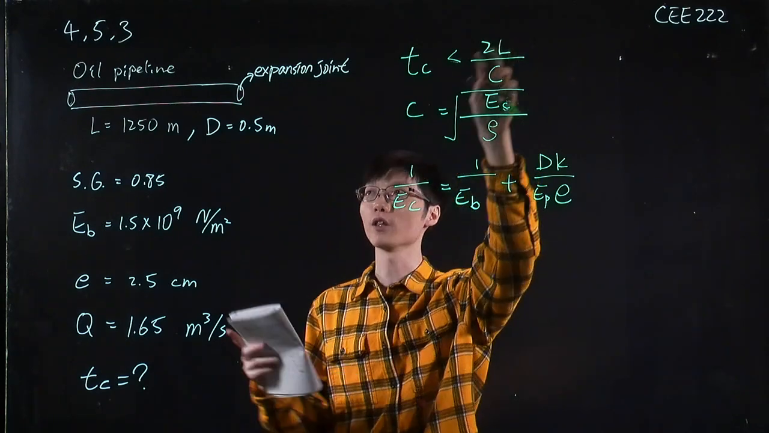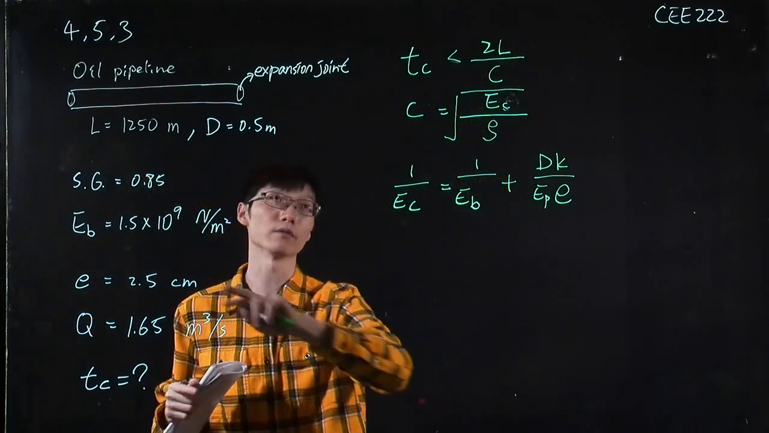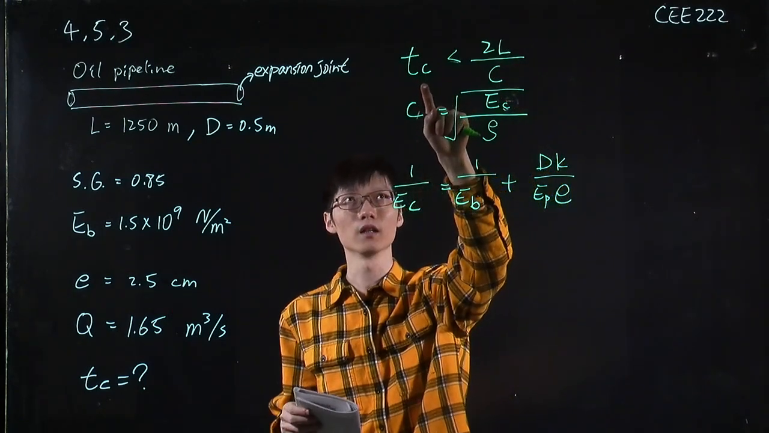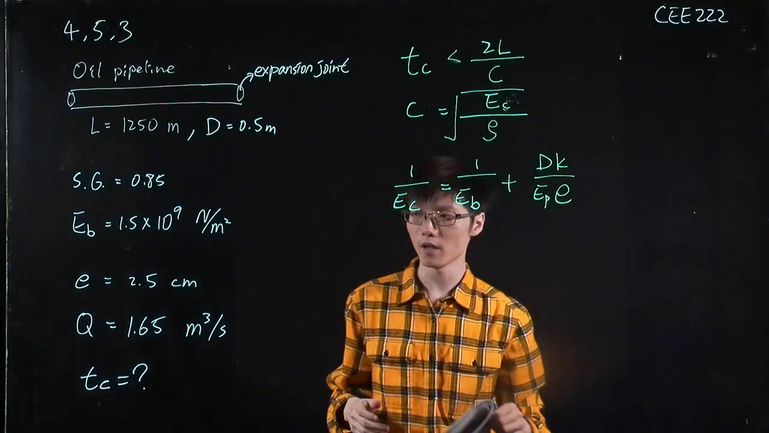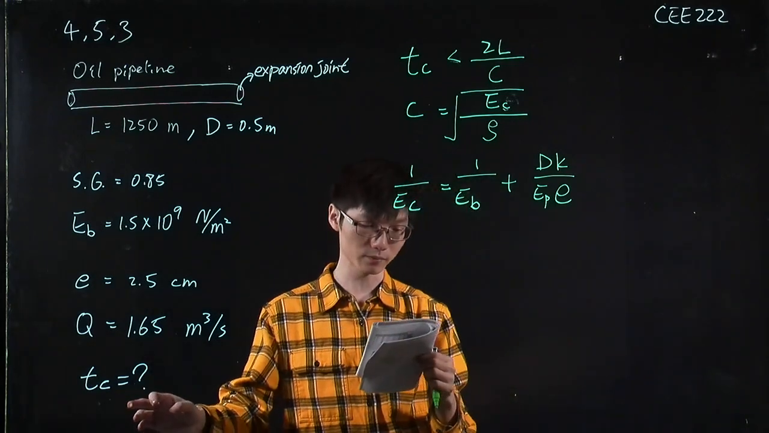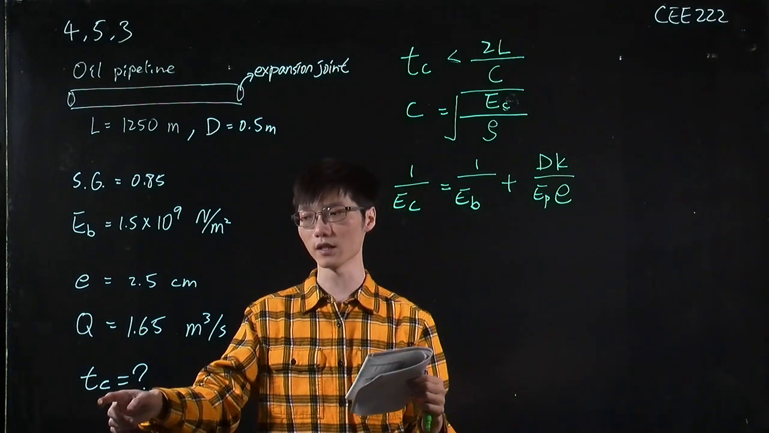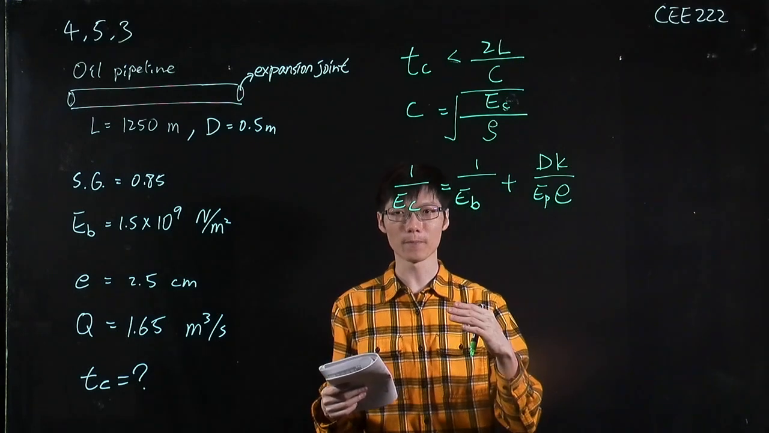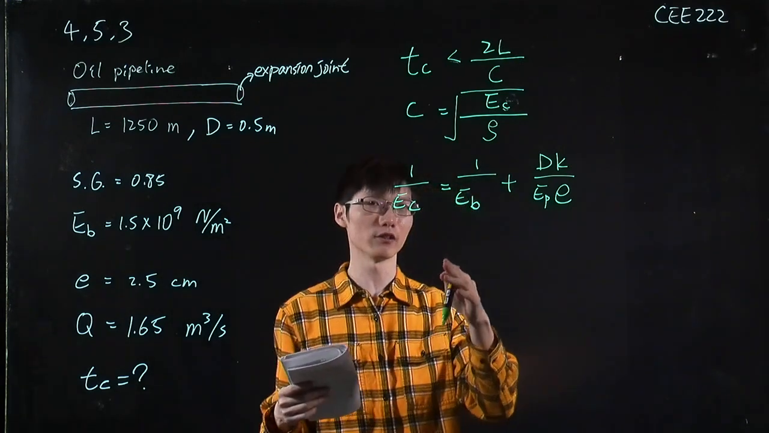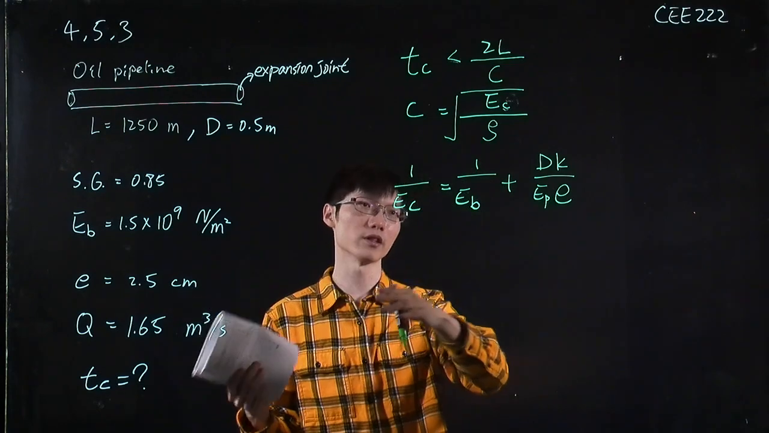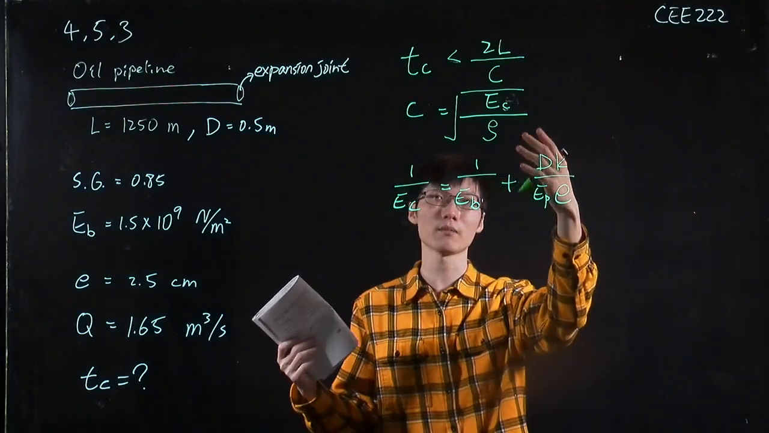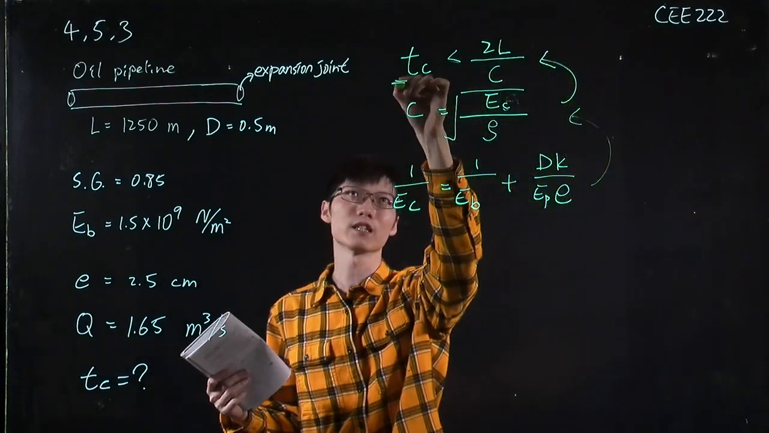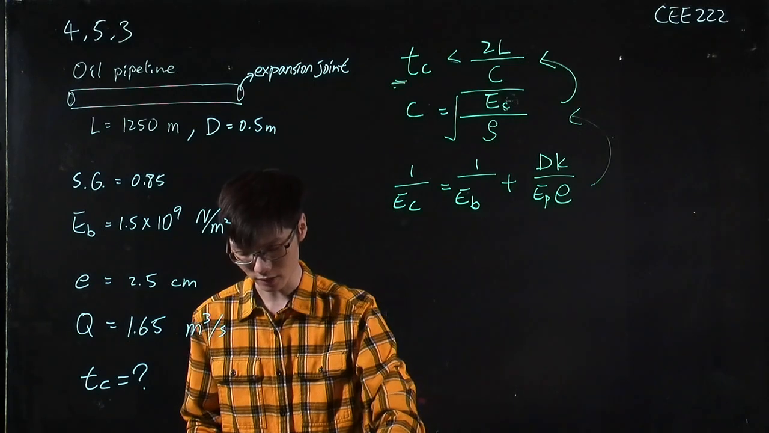Then we know the length of the pipe, which is equal to 1,250 meters. Then we can calculate the minimum valve closure time that we can have, which is this TC here. Okay, so now we understand the logic of how to solve this problem. Then we just need to plug in the values, follow these steps to solve backward, and we will get this easily. Okay, let's do that.